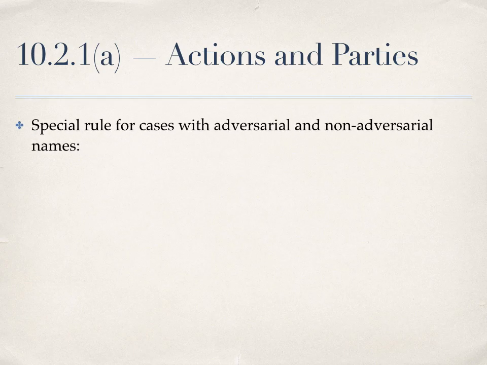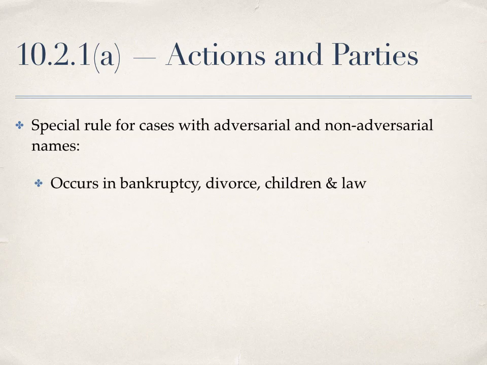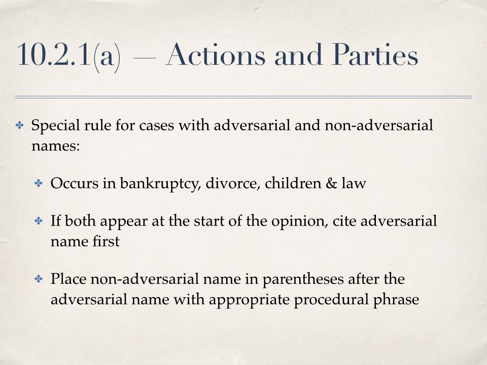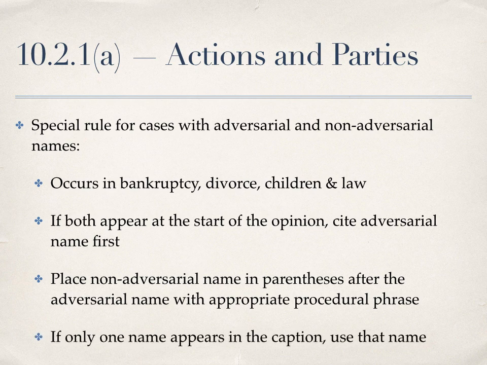Some cases are a single case with dual captioning. The dual captions can indicate both an adversarial name and a non-adversarial name. Cases arising out of bankruptcy, family law, and children's law can have this dual caption. If both types of names appear in the caption of the case, cite the adversarial name first. Then place the non-adversarial name in parentheses with the appropriate procedural phrase. If only one name appears, use that name.